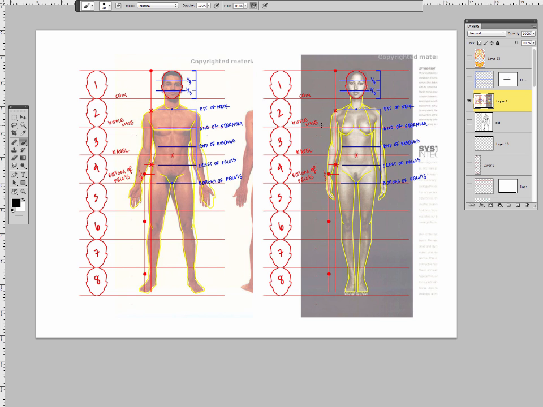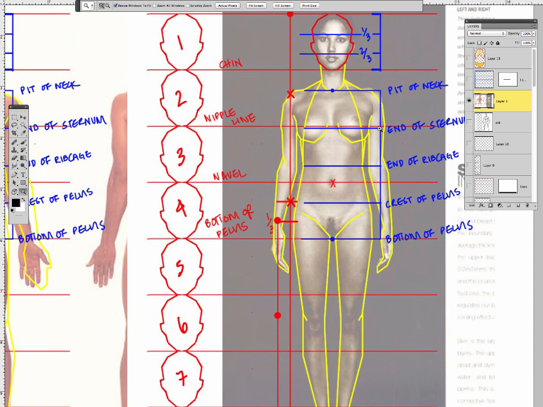Also, the nipple line. You will see how the girl... Let me get closer. You see how the nipple of the girl, because there's perspective, is a little bit above, but it's a measurement that you can use. Okay. So these are the main points that you can find. All right.